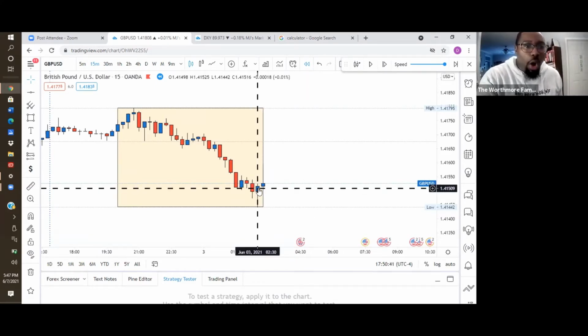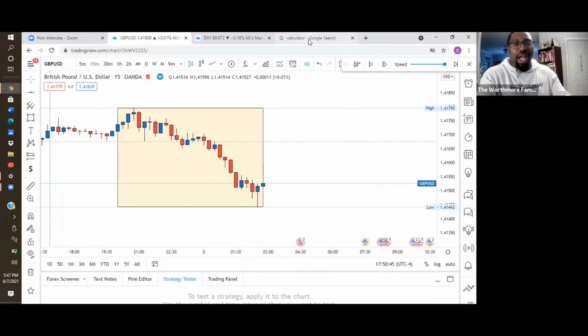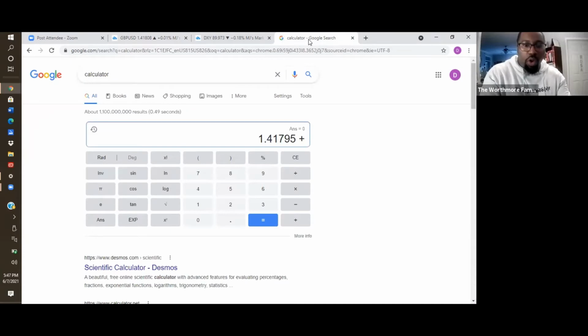But here's the low of the range. And the low price was 1.41442. So we add that now to the calculator. 1.41442, okay? Equals 2.83237, right? Now, if we divide that number by 2, that'll give us our average price line, which is 1.41618. I would realistically just round that to 1.41619. That would be my average price line, okay?